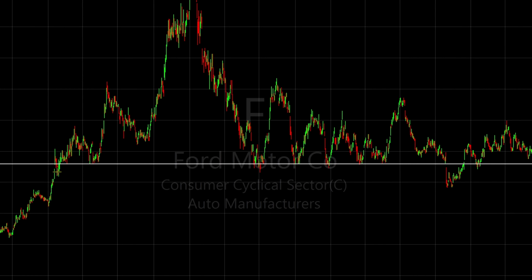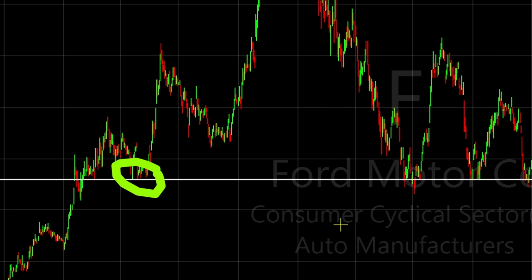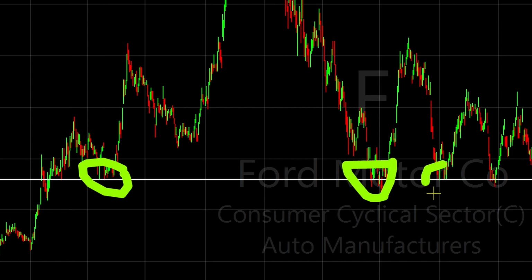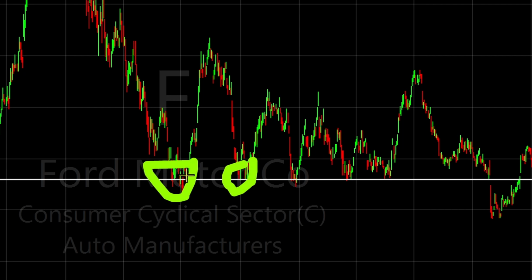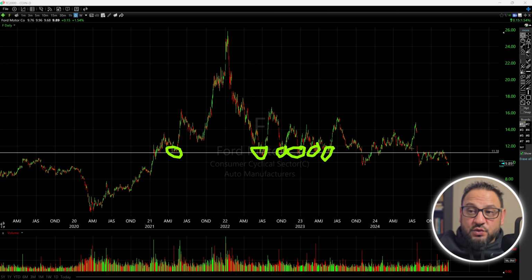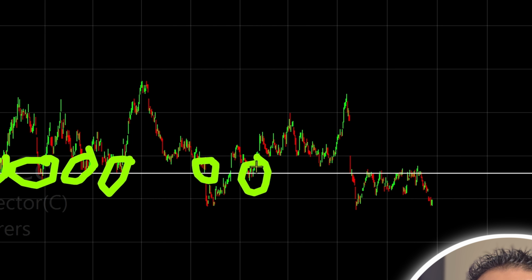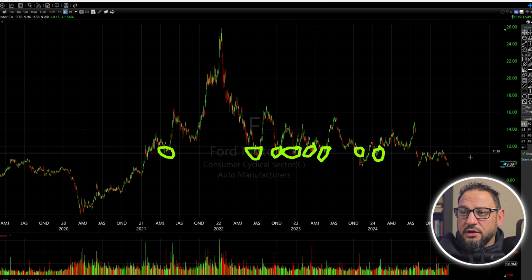Look at this. You see that area? That is a support area. Again, that is a support area. So it touched twice, and the third time it becomes a solid support area. The fourth time, it's even better. The fifth time, even better. The sixth time, even better. And guess what? One more here, and one more here.